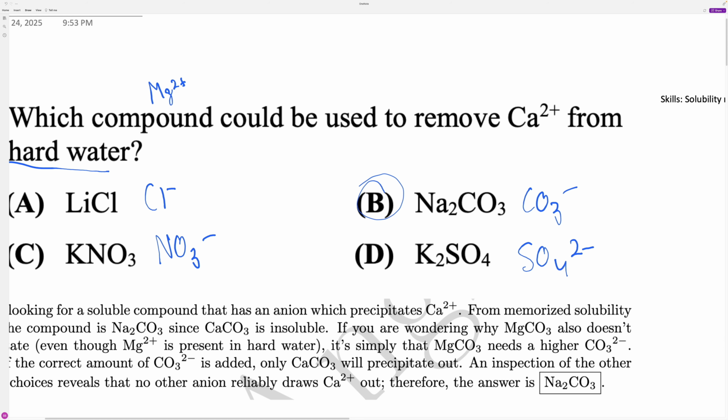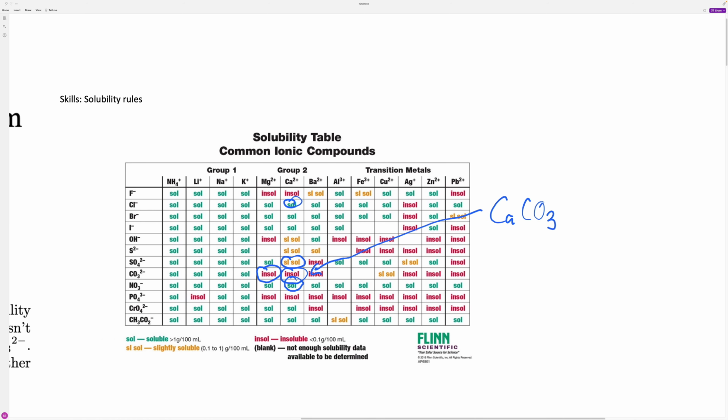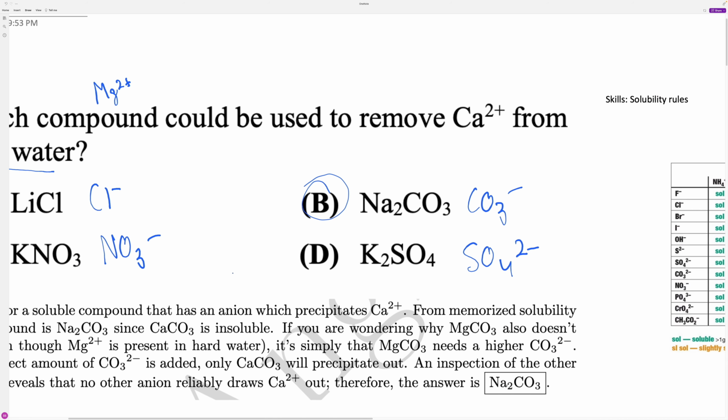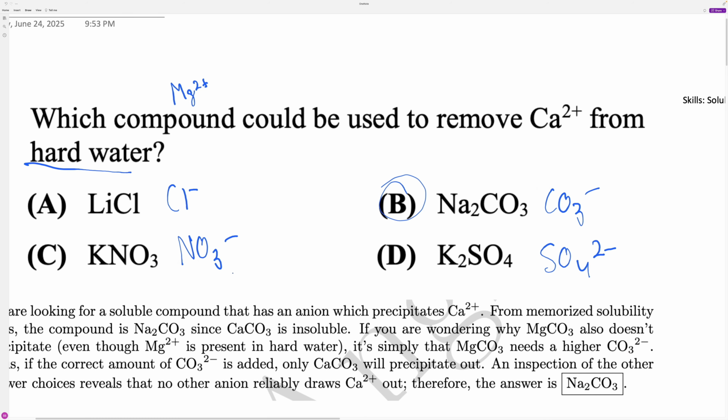So that's still going to be our answer. And if you look at the other answer choices here, none of them can reliably bring calcium ion out of the solution, since two of the answer choices produce a soluble compound and one produces a slightly soluble compound. So the most reliable choice is going to be sodium carbonate.